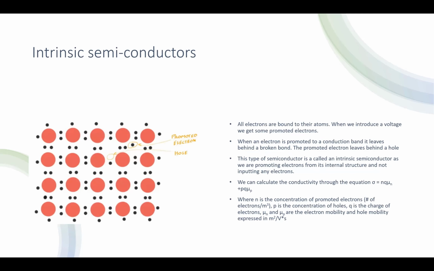We can calculate the conductivity through the equation where sigma equals nqμn plus pqμp, where n is the concentration of promoted electrons, number of electrons per volume, p is the concentration of holes, q is the charge of electrons, and μn and μp are the electron mobility and hole mobility expressed in meters squared per volt times second.